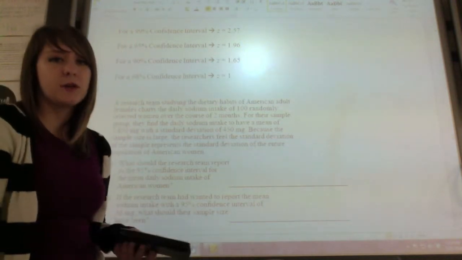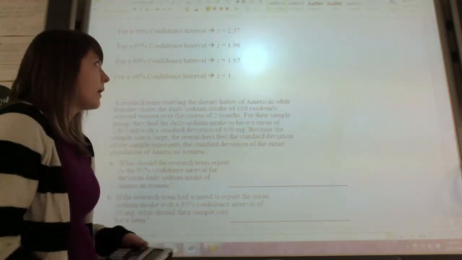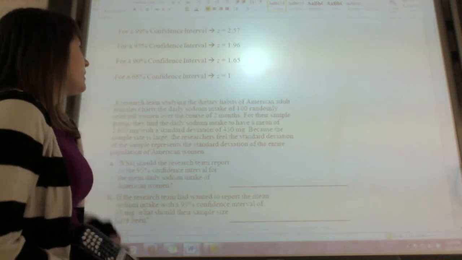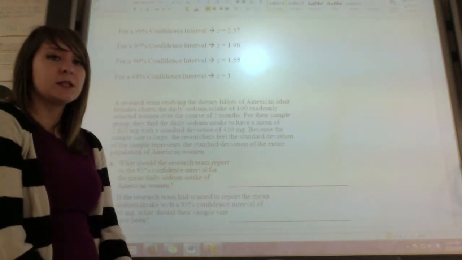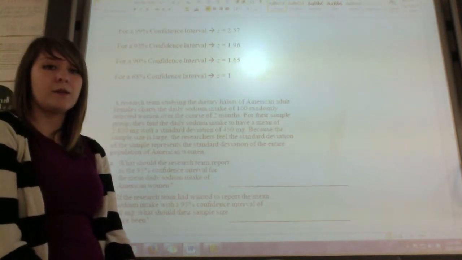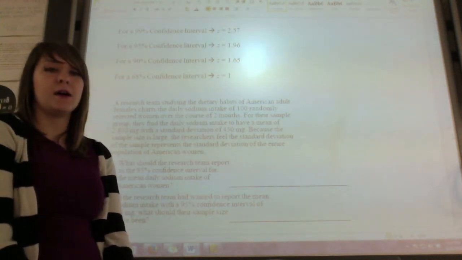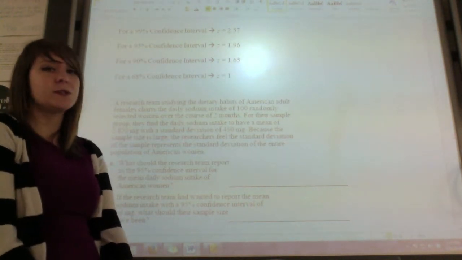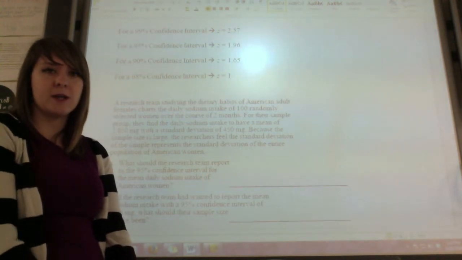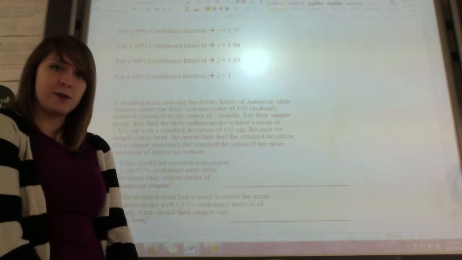Here are just some standard confidence intervals, just so you're aware. If we want a 99% confidence interval, that's at 2.57. And again, the way that I did that on the last problem, to find that 98% confidence interval, you can just do that for all these problems. You don't have to memorize these. So you can always just refer to your table.